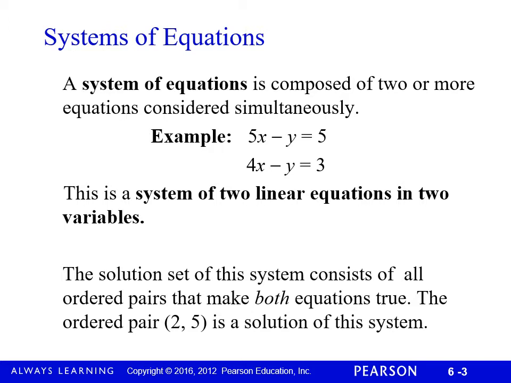The solution set of this system consists of all ordered pairs, x, y coordinates, that make both equations true. The ordered pair (2, 5) is a solution of this system. If you plug in x equals 2 and y equals 5 into both of those equations, you'll see that they are both true equations, or both values make both equations true.